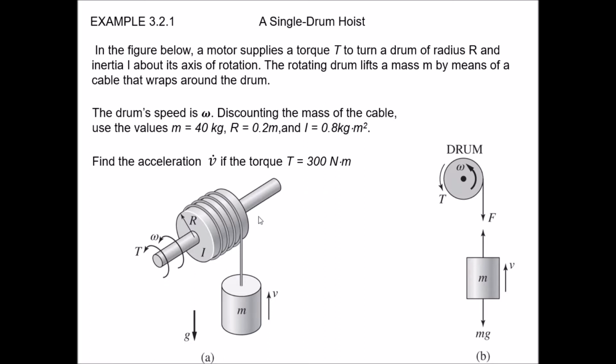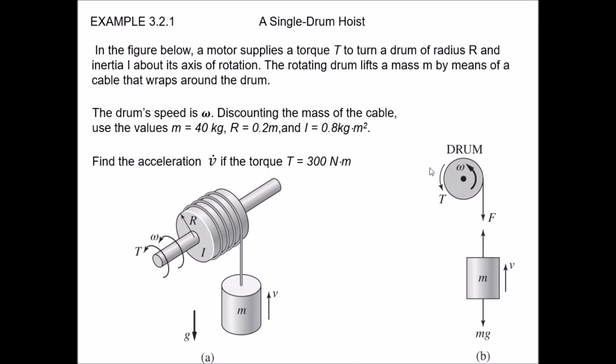So here we have our diagram. We have our axis right here. We have this drum right here rotating, lifting this mass up like this. We can see we have our torque going in this direction, our omega going in the same counterclockwise direction. Here's our radius R of the drum. Has our inertia right here. Here's our mass with a velocity v going up in this direction, acceleration due to gravity going down here.